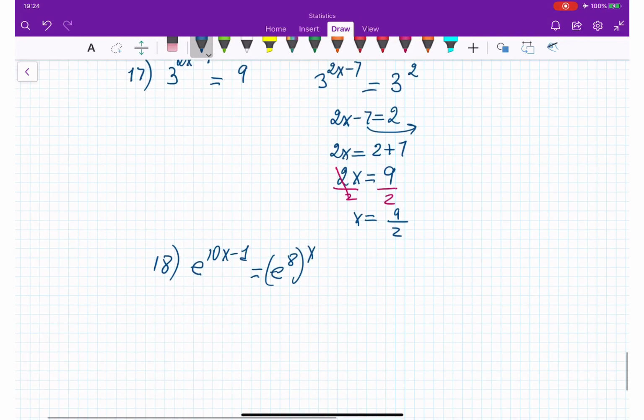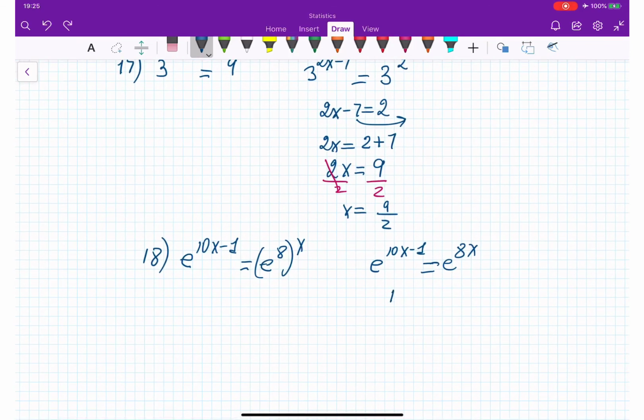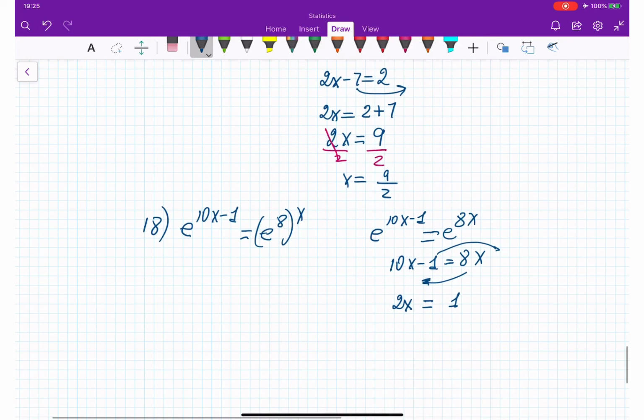So what I can do here, e to power 10x minus 1 is equal to e to power 8x, right? Because we multiply 8 times x. Okay, so e and e I can drop, so I get 10x minus 1 is equal to 8x. So moving 8x to this side, I get 2x, right? 10x minus 8x, 2x is equal to, moving this one to this side, becomes positive, 1. So x is equal to 1 over 2.